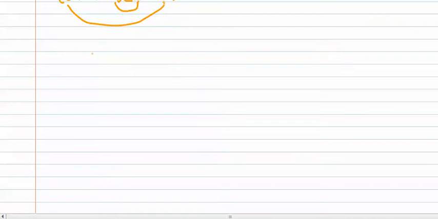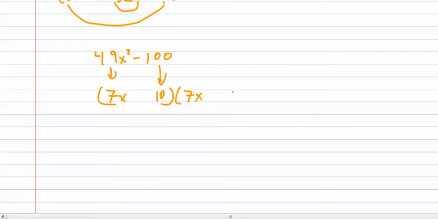Let's factor this last one. 49x squared minus 100. I'm going to let you try to do this. So pause this for a minute, factor it, then check your answer. All right, let's see what you got. Perfect square, 7x. Perfect square, 10. 7x and 10. Because it's minus, we have a plus and a minus. And then these 70 and negative 70, of course, will cancel.